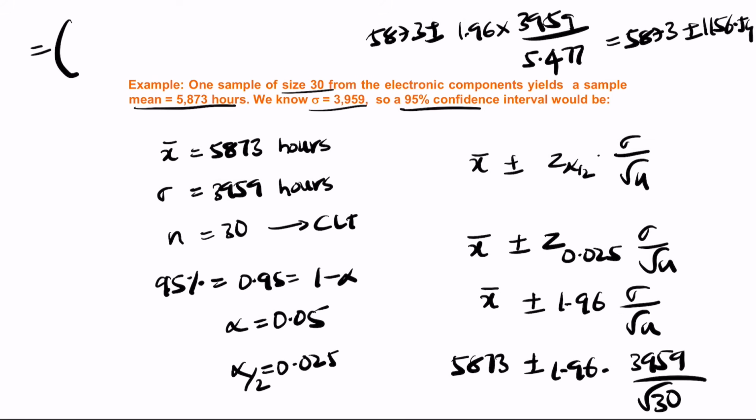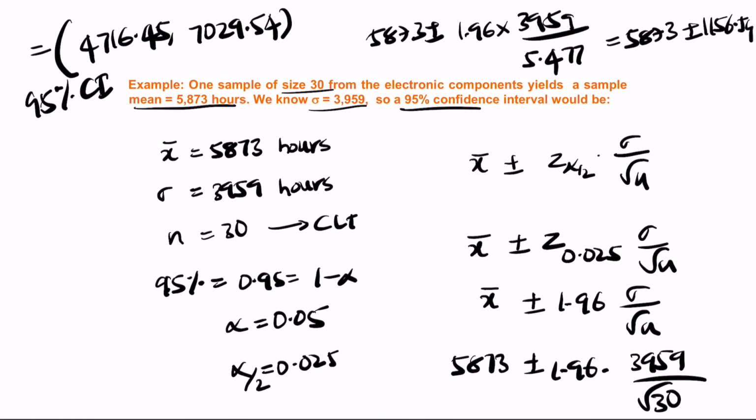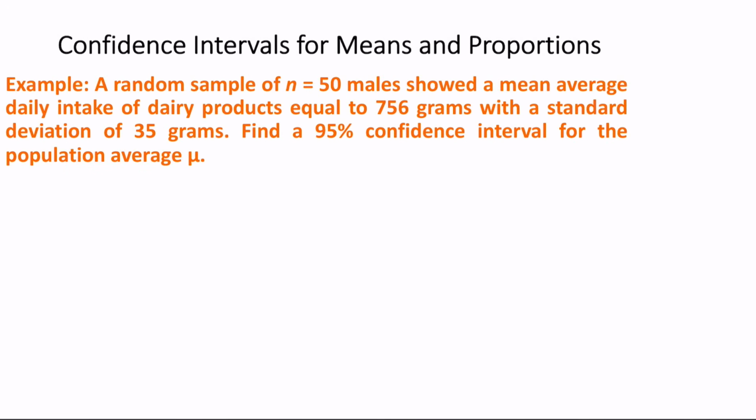So if you want the range now, 5873 minus 1156.54 gives you 4716.45, and 5873 plus 1156.54 gives you 7029.54. So this here is the 95% confidence interval, and this is how you can calculate any interval values. So use the same principle here. So pause the video right here and try to solve this problem.